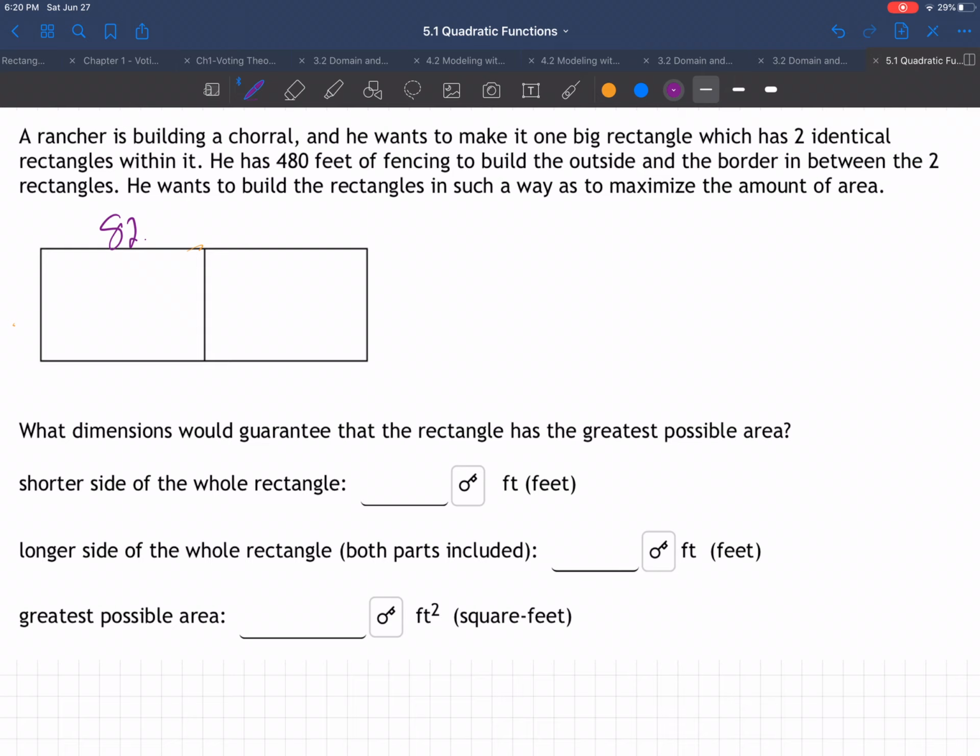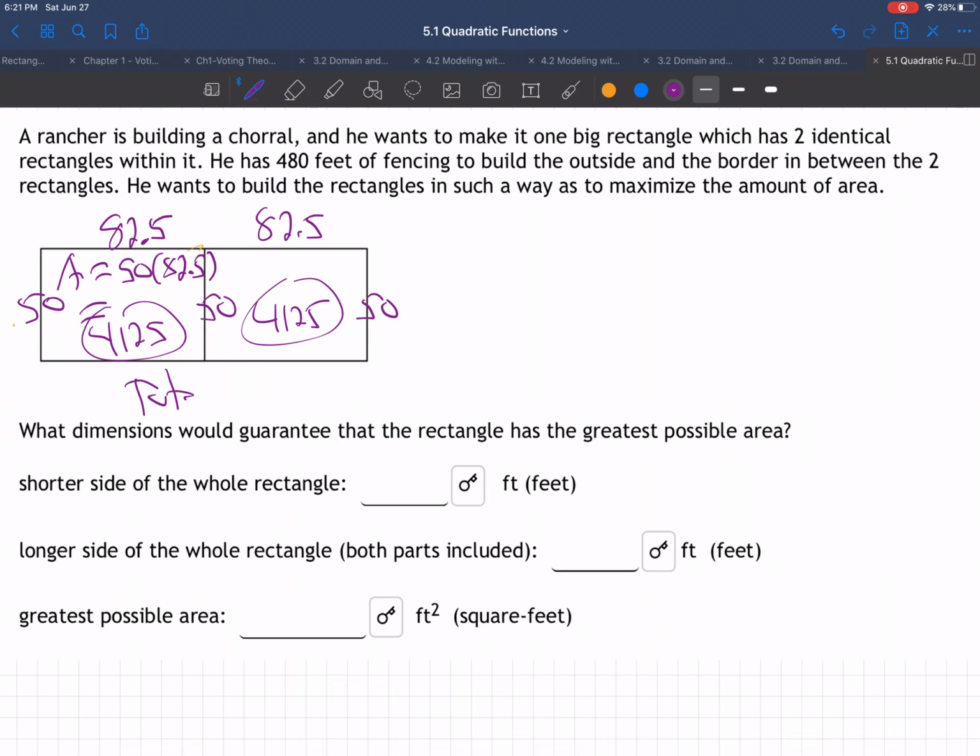In fact, actually, let me go back to that one. What did I say, 82.5? I should have gone ahead and shown that. The area of this would be 50 times 82.5. Let me use my calculator real quick. I'm getting 4125. So both of these would be 4125. Total area inside would be 8,250.